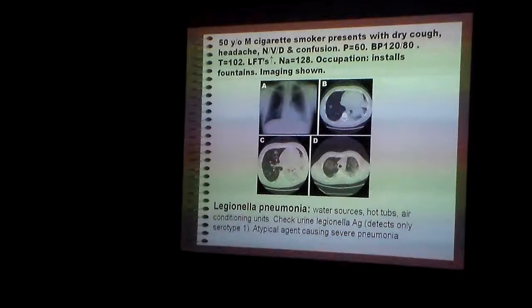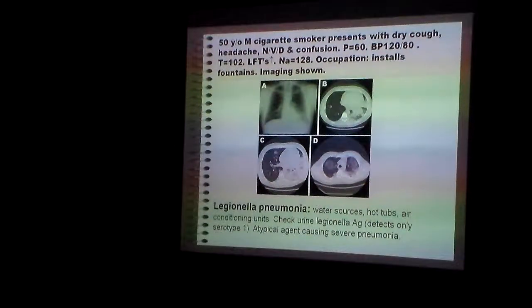The nausea, vomiting, diarrhea, headache, confusion, elevated LFTs, and low phosphorus are some of the things that have been noticed. Not all the patients who have Legionella are going to have all the things that are described in the book, but they may have some here and there that may help you to correlate.